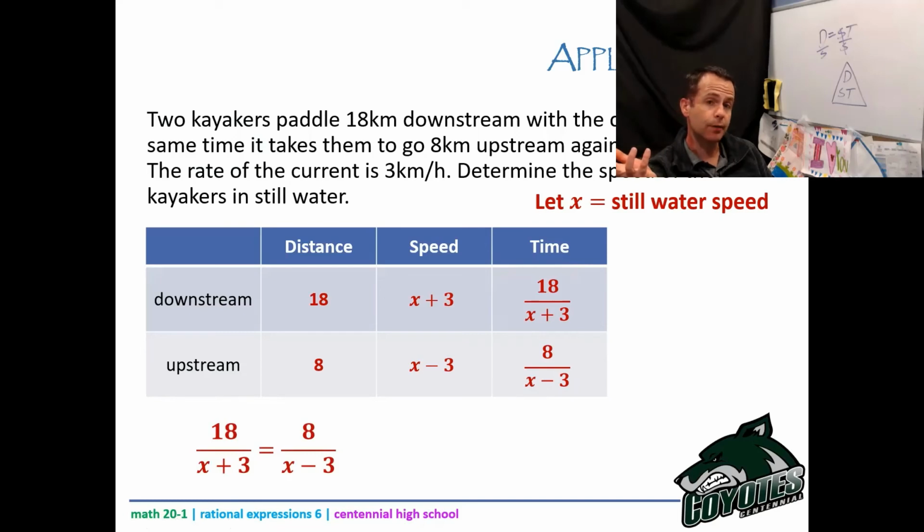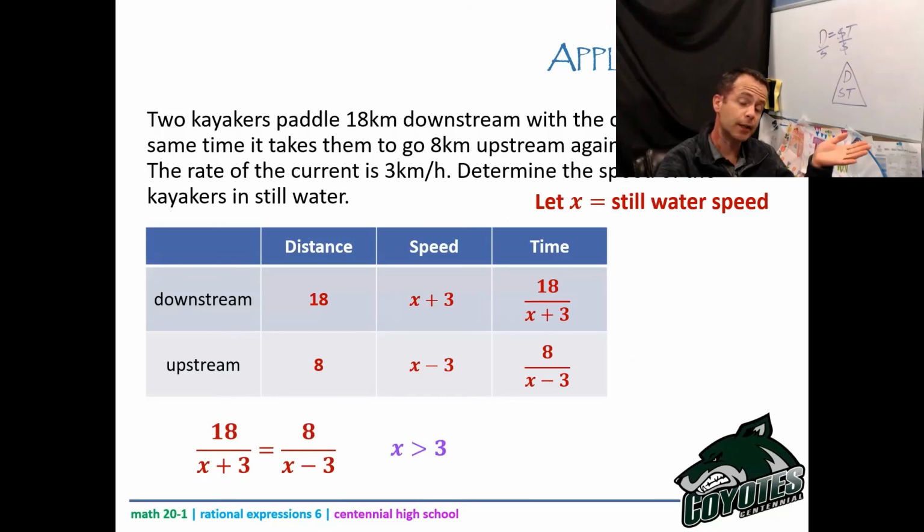Again, we want to have a conversation around NPVs. And again, for the context of the question, you can't just say x can't be negative 3 and x can't be positive 3. X can't be negative because we're talking about speeds, right? So actually, x has to be greater than 3.